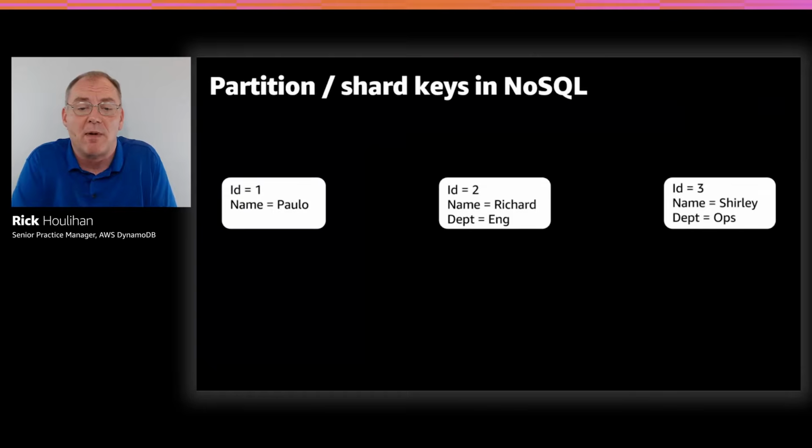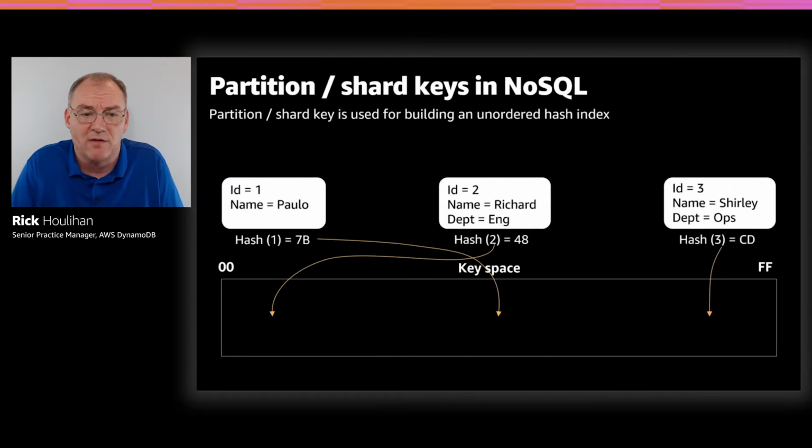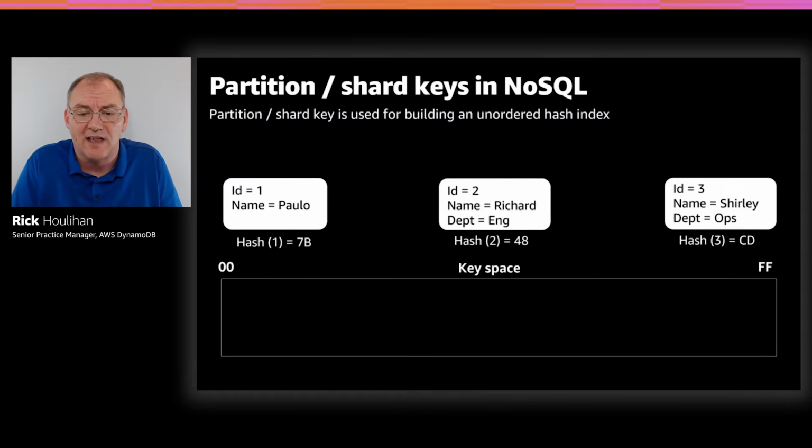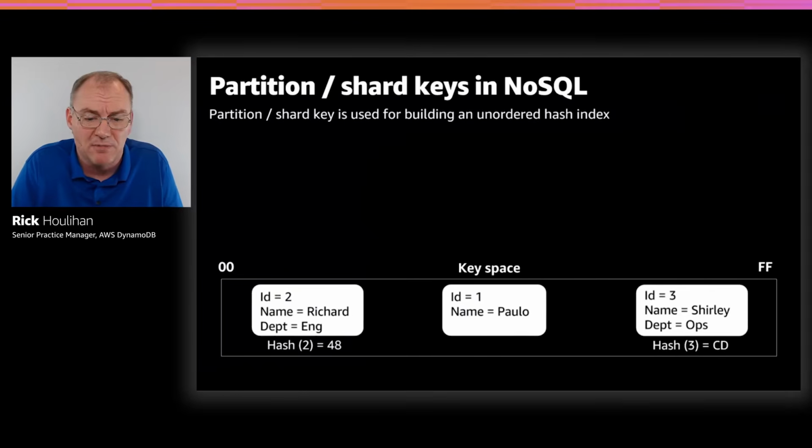The other thing to remember about NoSQL is distribution. We need to get things spread out. All NoSQL databases scale the same way. We're going to have some sort of a hash key, some sort of a partition key or a shard key or some sort of a value that we're going to use to lay these items out across some arbitrary key space. In DynamoDB's case, we're going to take the partition key value, hash it, and lay these things out across this logical range.